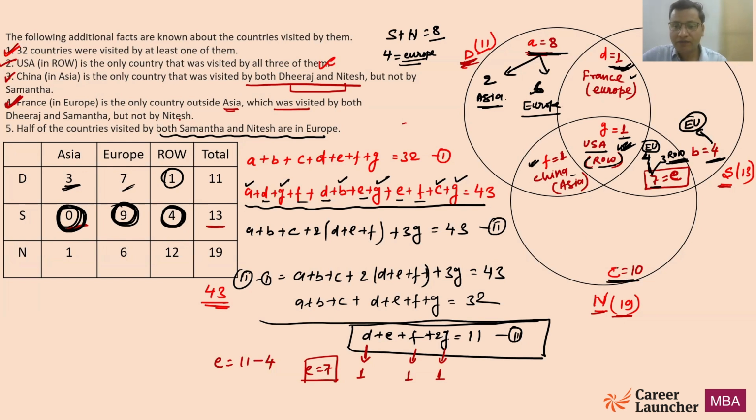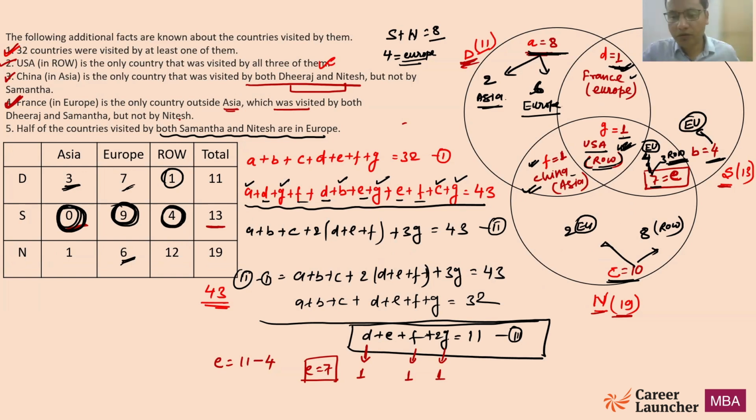Now similarly, if you look at C, Nitish has traveled one country in Asia, which is already done, which is China, right? He has traveled 6 countries in Europe, out of which 4 are already done. So 4 is in Europe, and I'm left with 2 countries in Europe. So out of this 10, I can say 2 in Europe, right? 2 in Europe. And he has traveled 12 countries in ROW. In ROW, he has 1 country and 1 and 3, 4. So the rest 8 has to be ROW. This is ROW. This is how we have concluded the set.